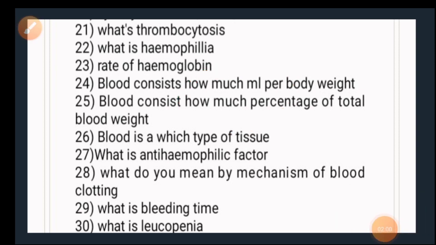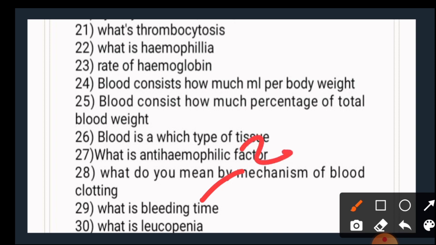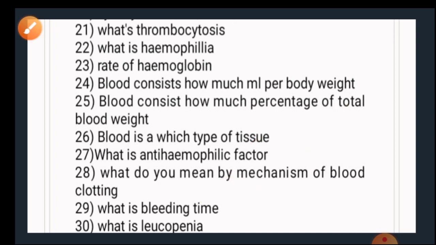Bleeding time means when we get injured, how long does our blood keep bleeding? It is a time of 2 to 5 minutes or 2 to 8 minutes. Approximately it is considered as 2 to 5 minutes.